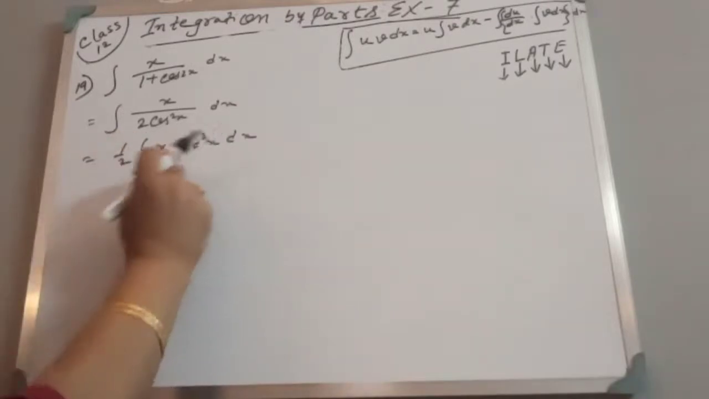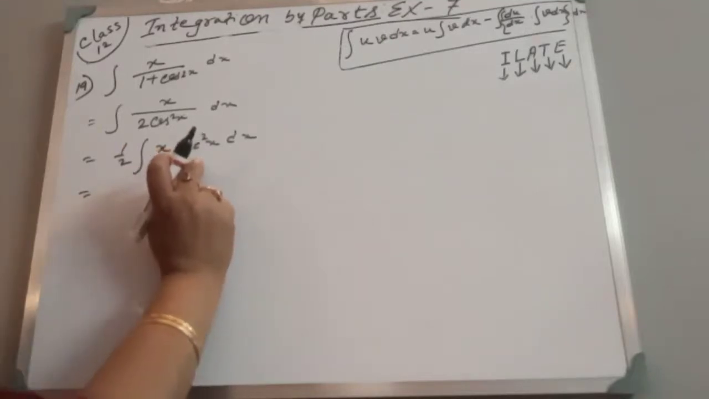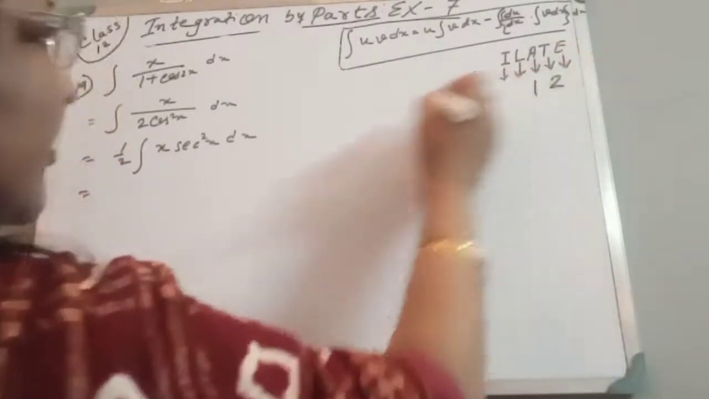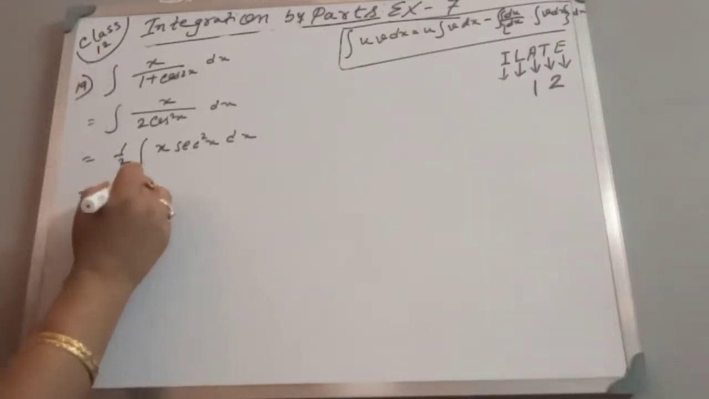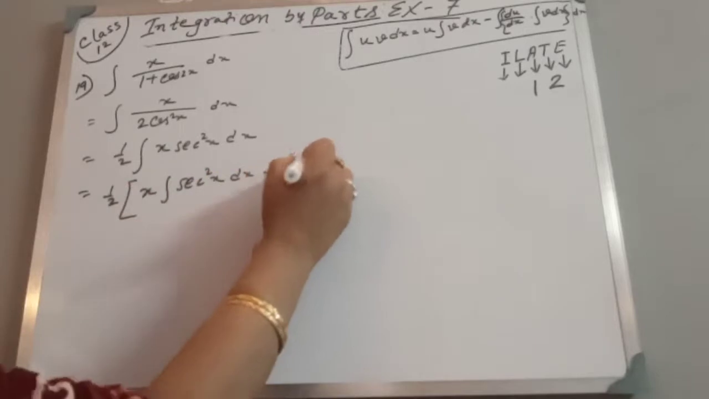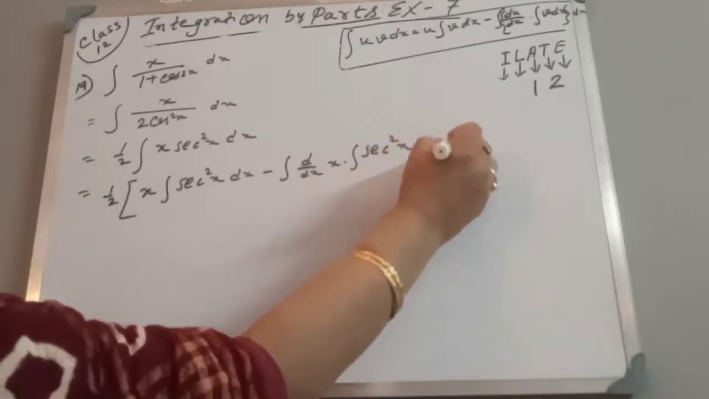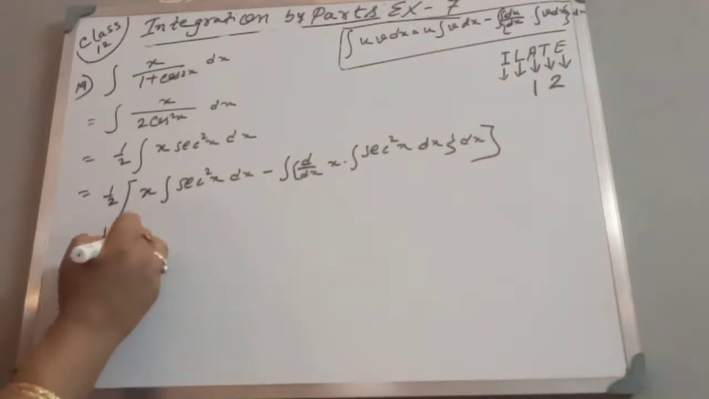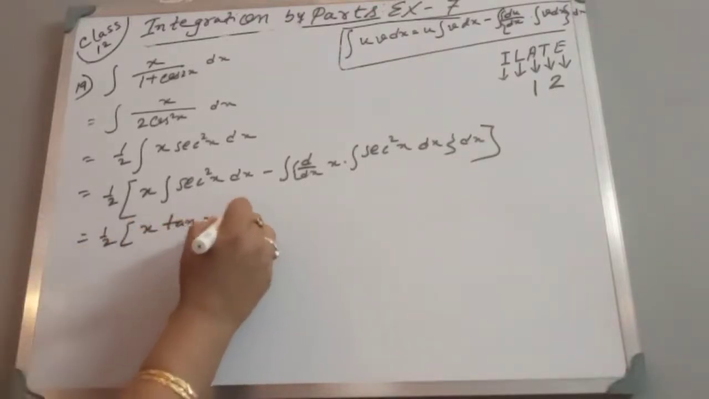Now we will follow the product rule. x is the algebraic function and sec square x is the trigonometric function. According to the ILATE rule, the algebraic function will come first. This is the first function, and the trigonometric function we take as the second function, that is the V function. So the U function we take as the algebraic function, that is half, U means here x, integral, minus integral, whole integral dx.